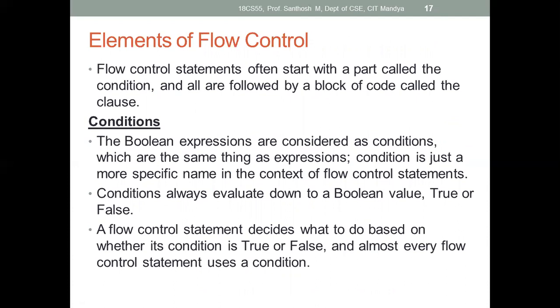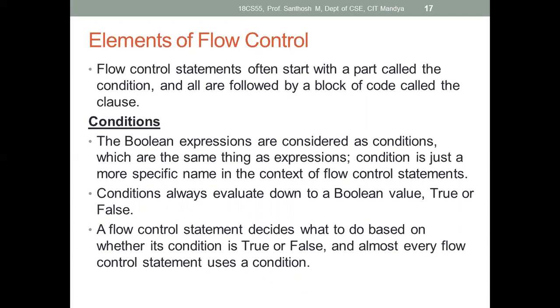Now we enter into the main concept of flow control, the elements of flow control. Till now we discussed the requirements: Boolean values, comparison operators and Boolean operators. Okay, these are the requirements for writing the code of your flow control conditions. Now the elements, which are the main elements where we apply these things. How are we going to check the condition? Next we will see that.